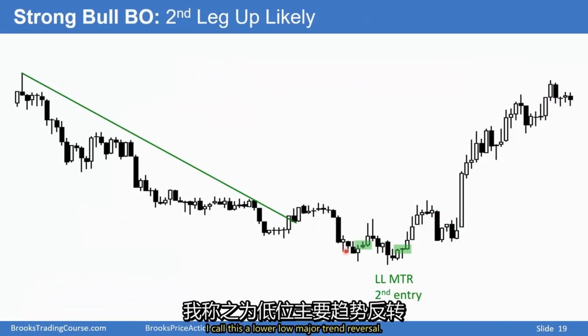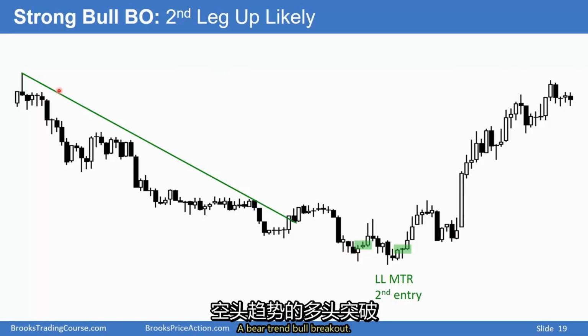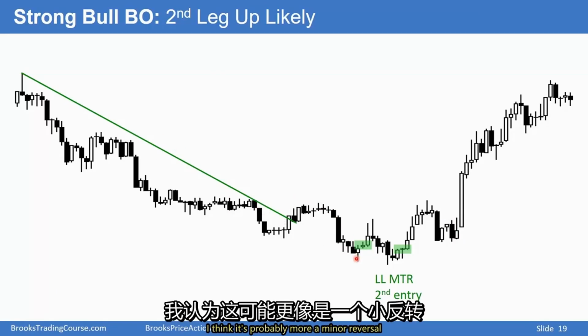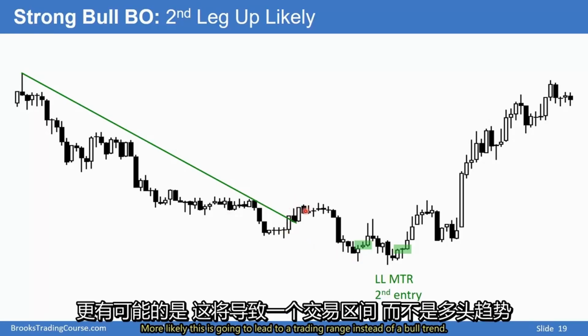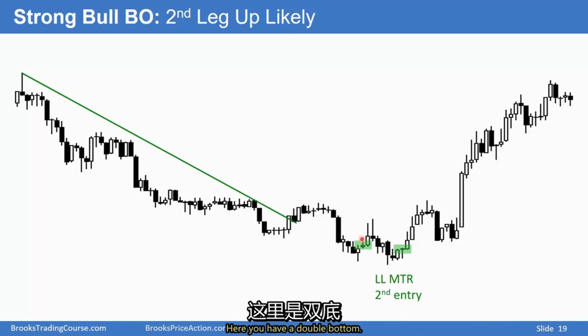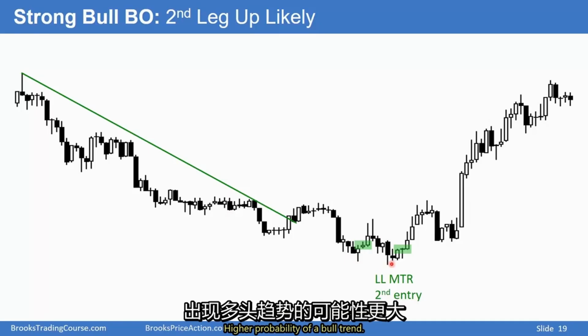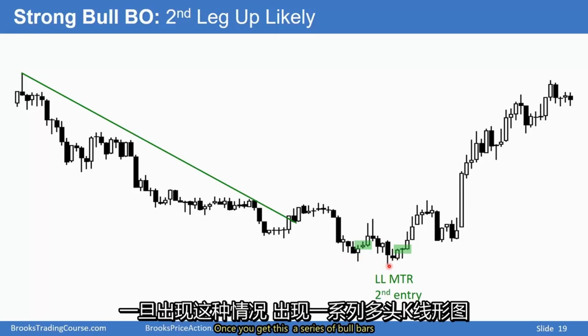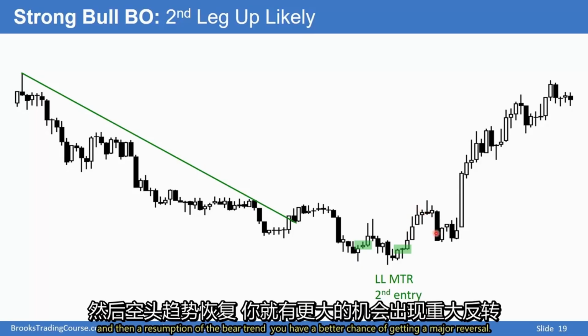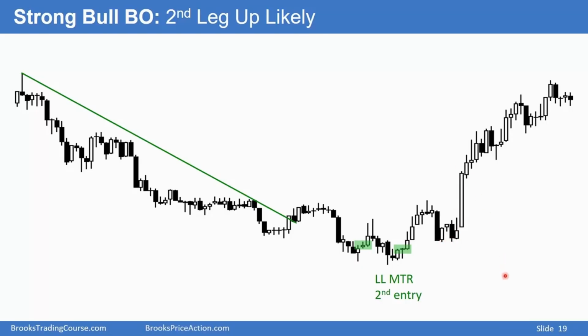I call this a lower low major trend reversal, a bear trend bull breakout, lower low major reversal. I think it's probably more a minor reversal because there's not much buying pressure here. But more likely this is going to lead to a trading range instead of a bull trend. Here you have a double bottom, higher probability of a bull trend, but it's still probably minor. Once you get this, a series of bull bars, and then a resumption of the bear trend, you have a better chance of getting a major reversal.